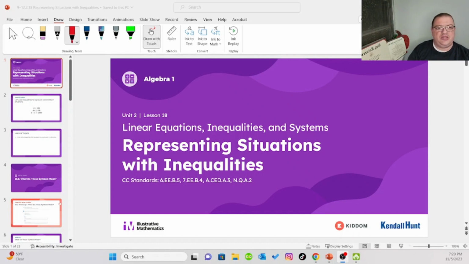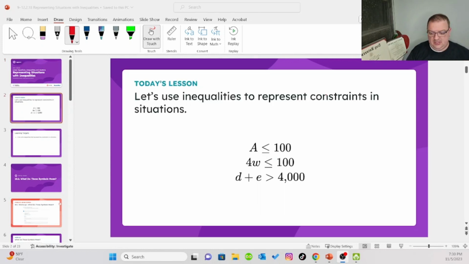So up to this point, we have concentrated on equations, anything with an equal symbol in it, where we stated that whatever was on the left side was equal to whatever was on the right side. Well, now we're going to start looking at inequalities. In this lesson, we're going to use inequalities to represent constraints in different situations.